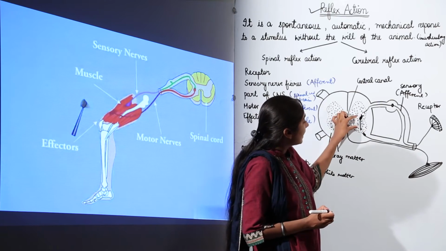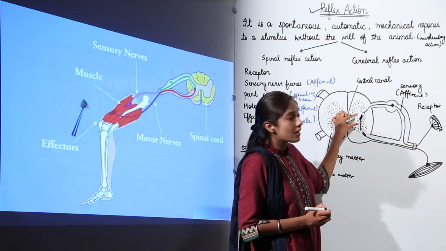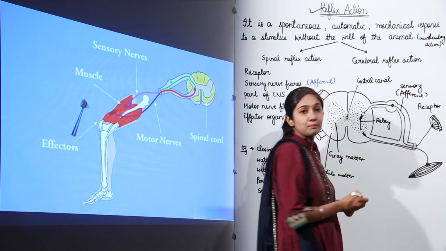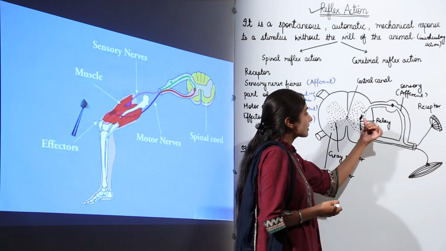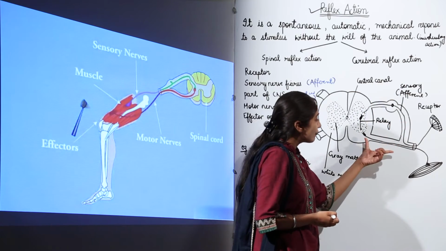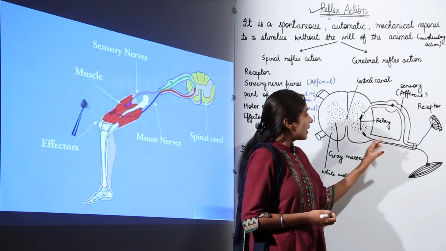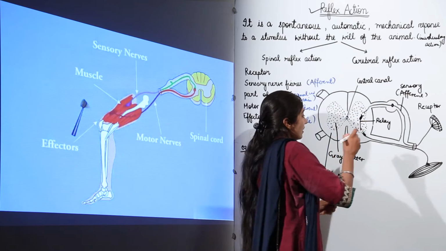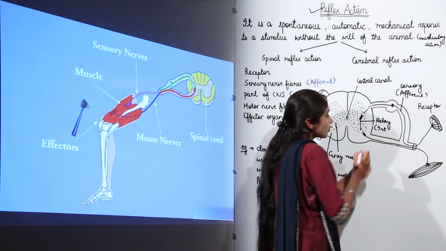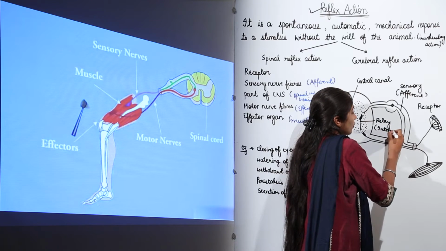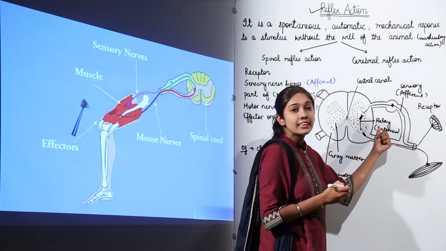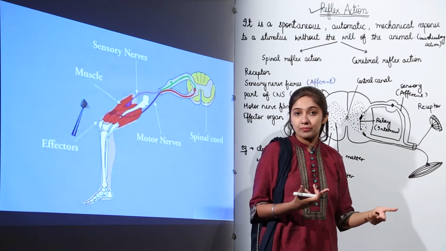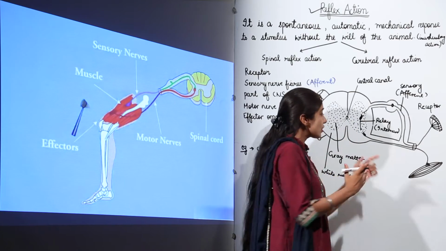Then this impulse is carried to the CNS, the central nervous system, the spinal cord. And here we have this interconnecting neuron or nerve cell that we also call the relay neuron or relay nerve fiber. The connecting nerve fiber that is connecting the sensory nerve fiber with the motor nerve fiber is known as a relay nerve fiber. You can also call it an interneuron, because it is serving as a connecting link between these two nerve fibers.